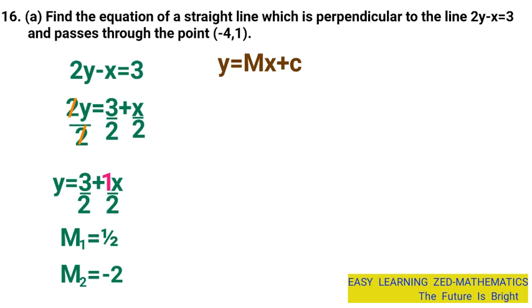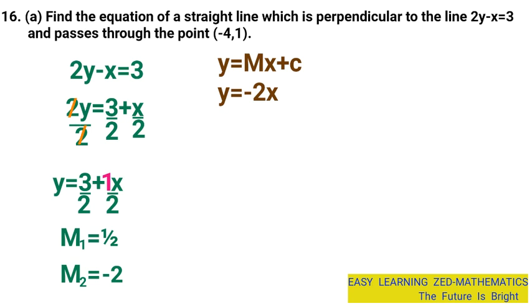So as you can see, we just have a -2 gradient. We have a value for a gradient which is -2. So I'm going to write y is equal to -2x. Okay, do we know the value of c? No, we don't know the value of c. So we are yet to find the value of c.